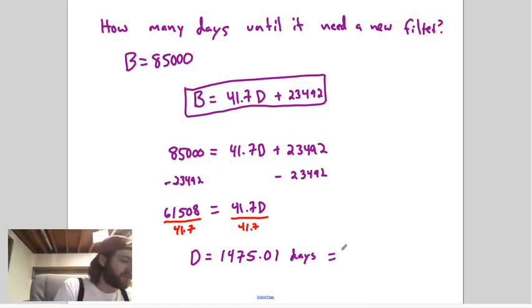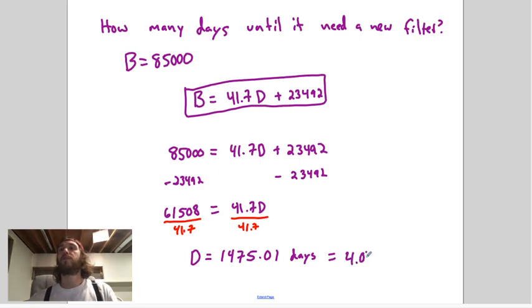Okay, so how long is that actually? Let's divide that by 365 so we get an idea. Oh boy. 4.04 years. And of course these are approximations, so I should say approximately. So it's around 4.04 years away before you need to change the filter. That filter is doing some serious work. Nice job, filter. Keep hanging in there.